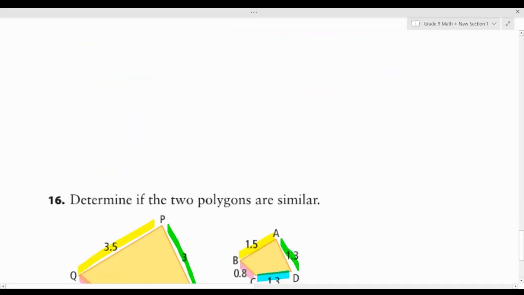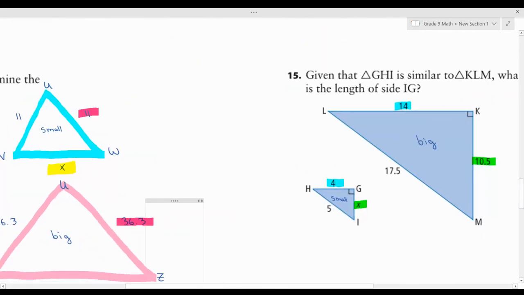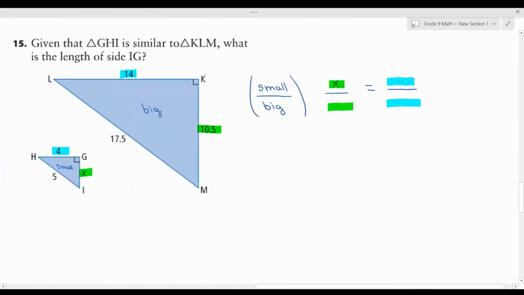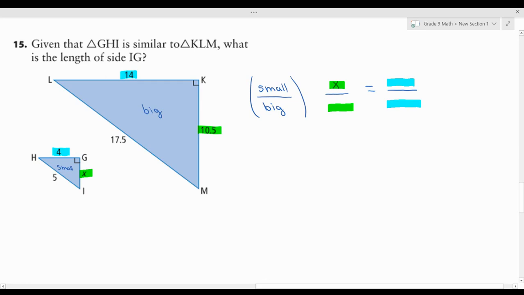Okay, moving on. I apologize, I think I did question 15. Yep. So 15: given that triangle GHI is similar to triangle KLM, what is the length of side IG? They're representing that by an x. Remember, the way this is labeled means that G has to be the same as K, H the same as L, and I the same as M. I've already labeled some corresponding sides. GI corresponds to KM, so I highlighted it in green, and HG corresponds to LK, so I highlighted those in blue.